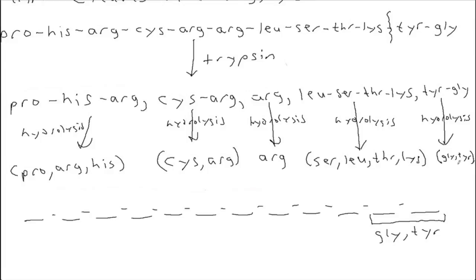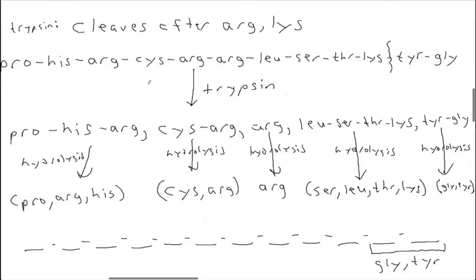Well, if they think about it more clearly, they can see that if there's a fragment that doesn't have any arginine or lysine in it, that fragment must have been at the C terminus, at the end of the peptide. So now we're starting to see one little clue that you might not have realized that we can use with these types of proteolytic enzymes.